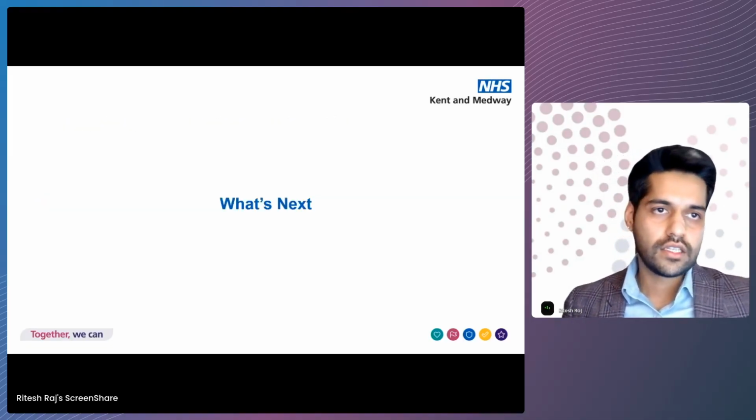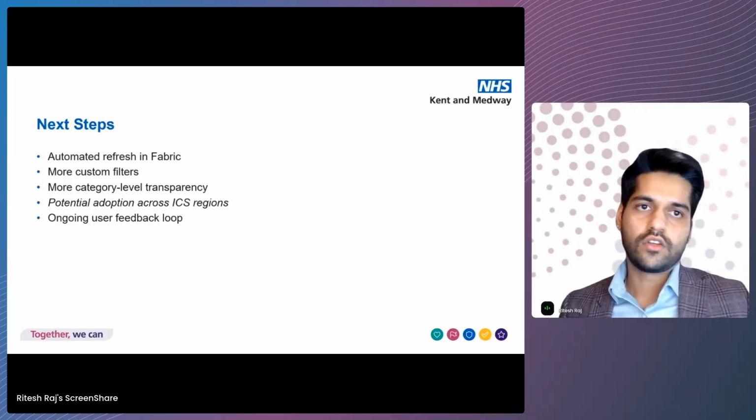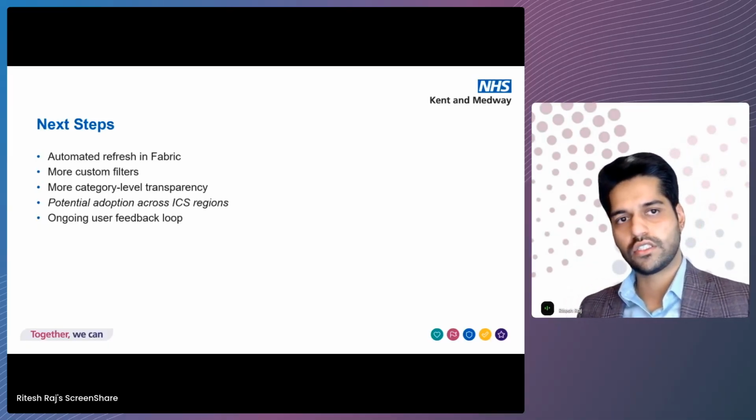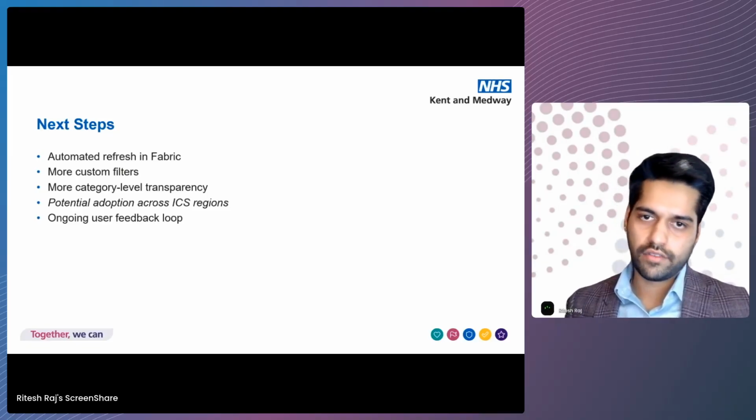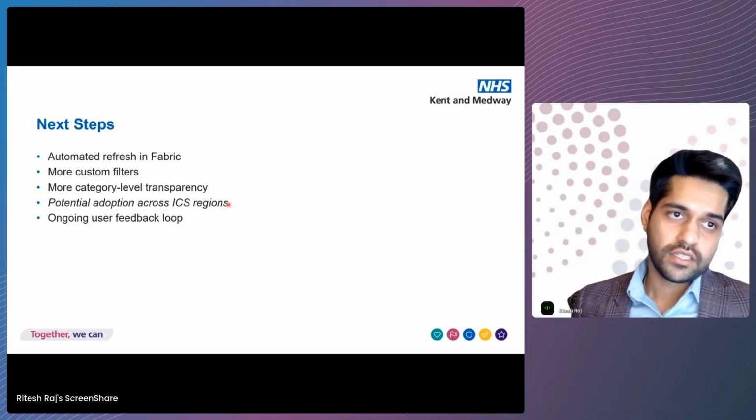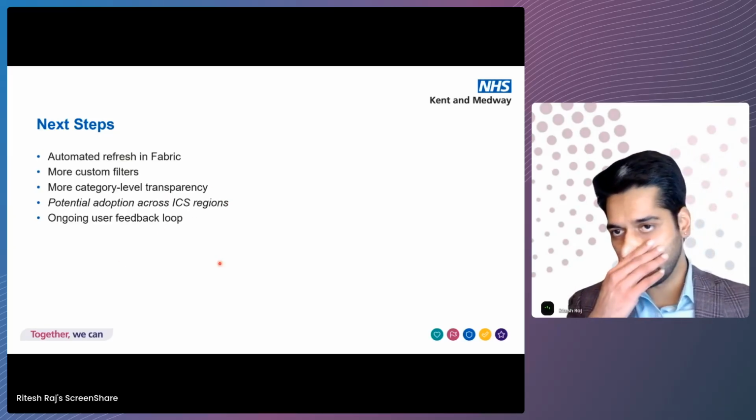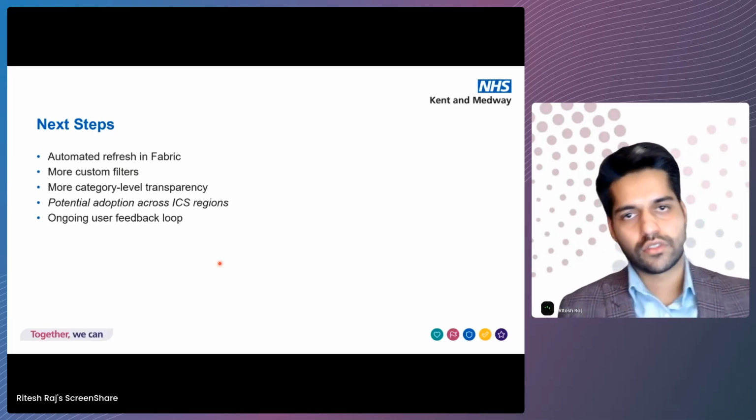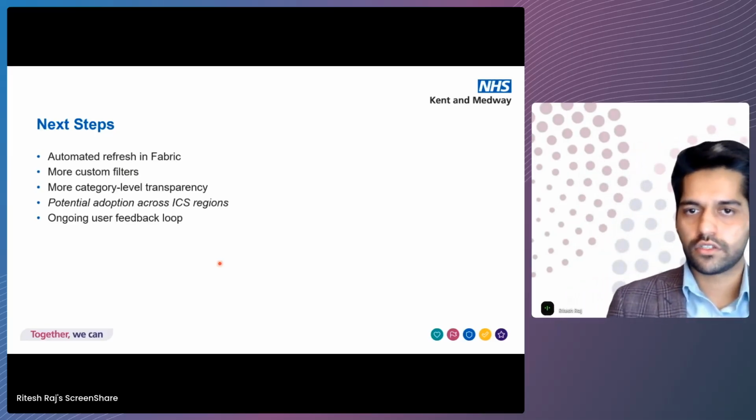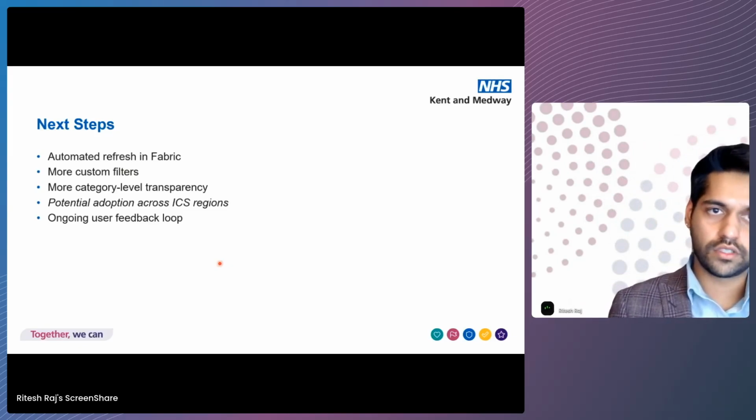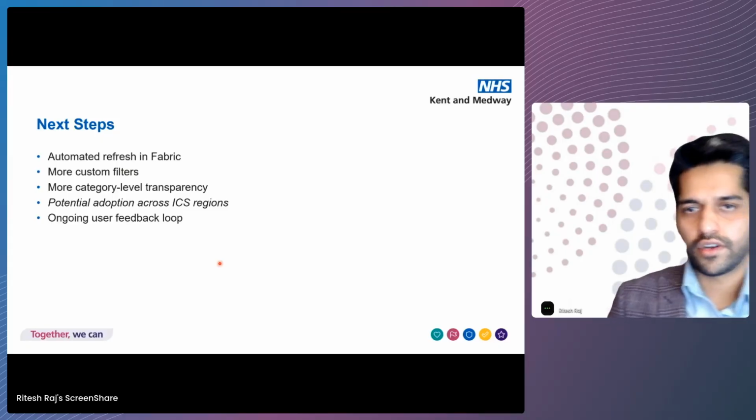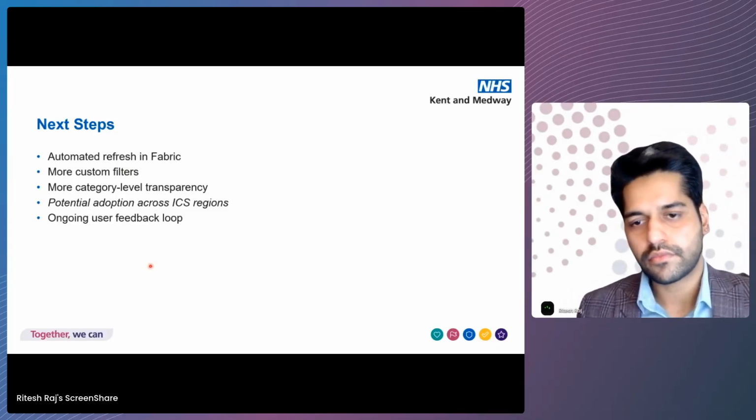And what's next for us and the tool? We are working towards a bit more custom filters, a bit more automatic refreshes, more category level transparency, and also helping adoption across ICS regions. I've also presented around for the Southeast region, where other ICBs are also interested in this tool. So we are working towards having a collaborative way of working. And yes, we are already planning the next phase.